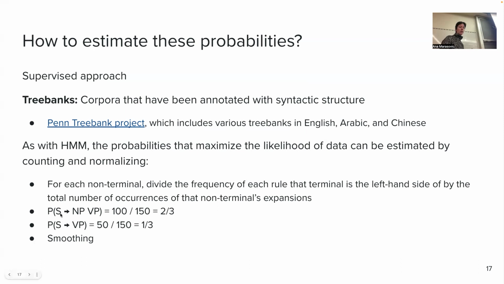So you are going to count how many times you see S followed by NP VP, and then divide that number by how many times you see a rule where S is on the left-hand side. In this example, the non-terminal S was on the left-hand side of a rule 150 times, but we have seen this specific rule, where it's followed by NP VP, 100 times, and where it's followed only by VP 50 times. So the probability of these rules can be estimated by the count over all of the counts, which is here 2/3 and here 1/3. And as always, when we are doing counting and normalizing, we add a little bit of smoothing to avoid zero probabilities.